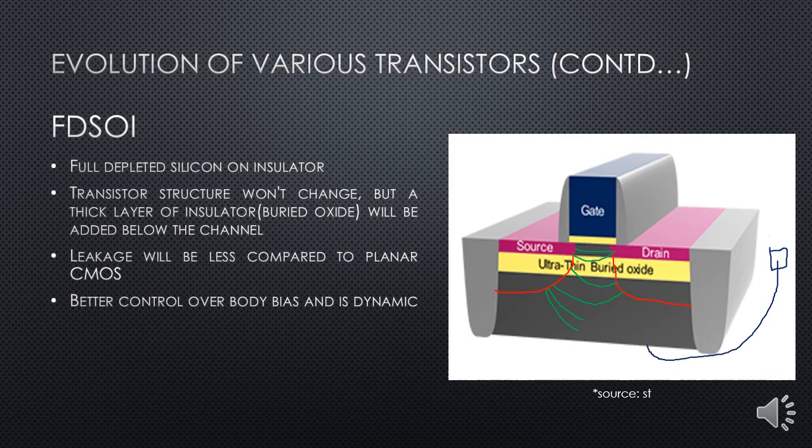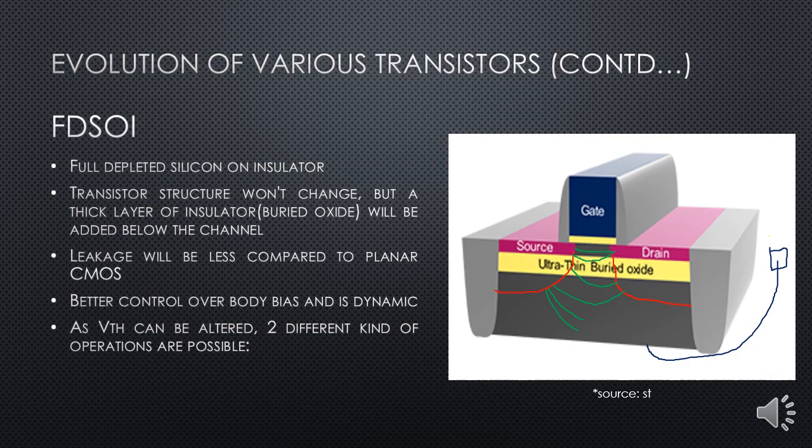Now based upon this body bias voltage, we can alter the VTH over here. That means we have better control over the body bias. Not only that, it is dynamic. Once the chip is fabricated also, we can alter this body bias voltage, and we can operate our chip in two different modes. As the body bias can be altered and it is also dynamic, based upon this body bias, the threshold voltage is varied, or we can alter the threshold voltage over here.